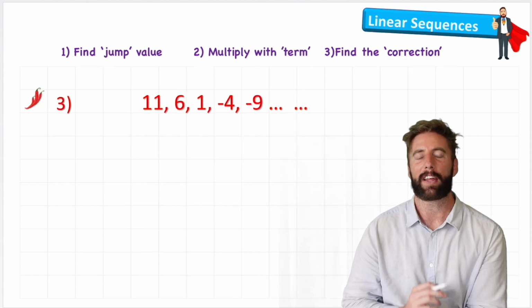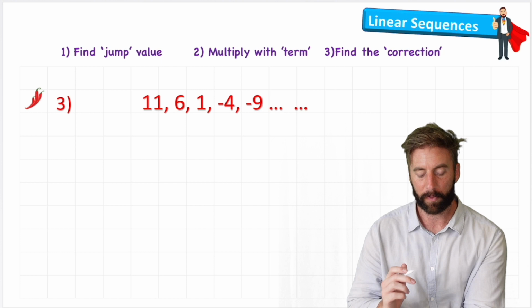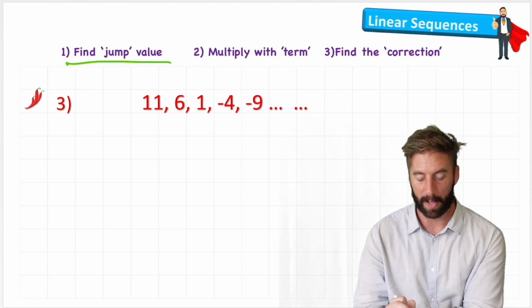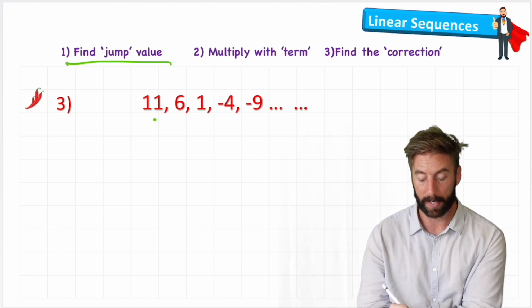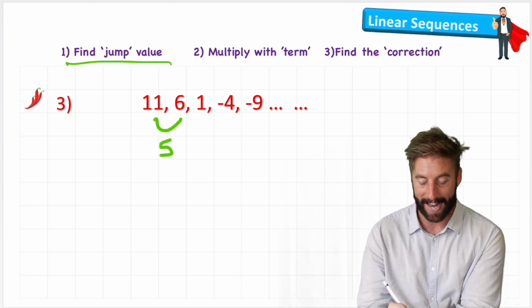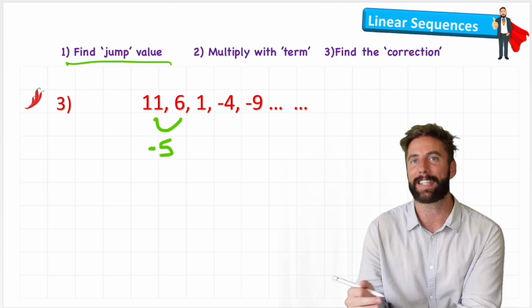Okay, let's have a look at a really challenging one. So first thing we're going to do is find our jump value again. So what's the difference between 11 and 5? Well, it's 5, but it's not just 5, it's negative 5, because we're now descending our numbers.